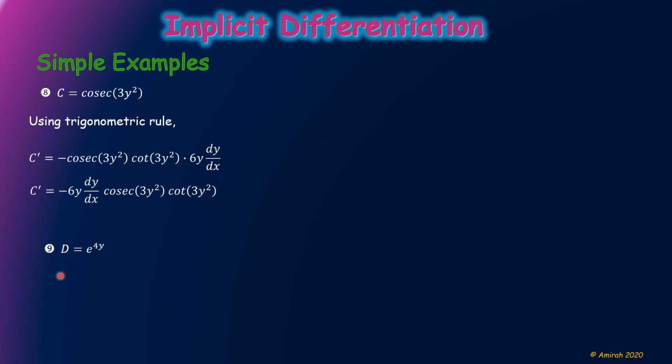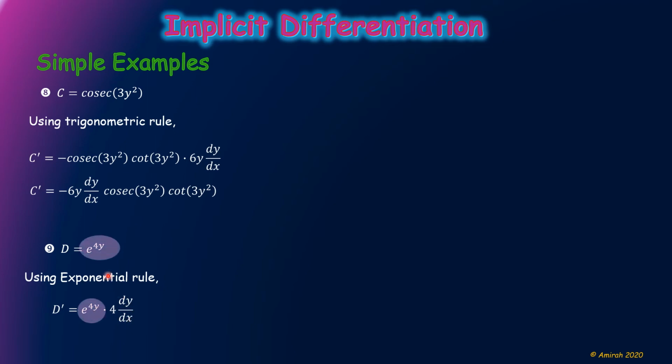Okay. And then number 9. D equals e to the power of 4y. Right? So this is an exponential function. Using the exponential rule, we differentiate d, it becomes d prime. We differentiate e to the power of 4y, so we have e to the power of 4y times 4 dy dx.